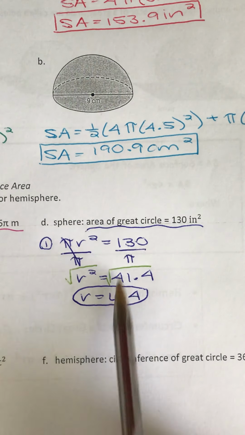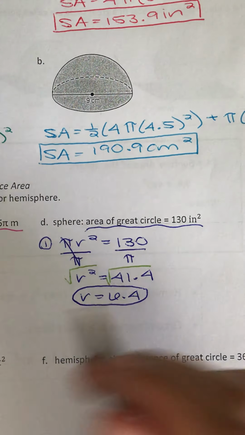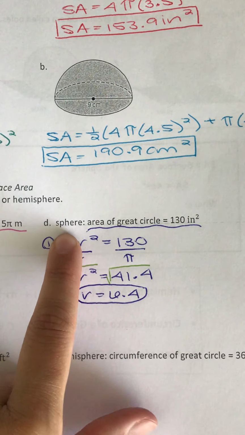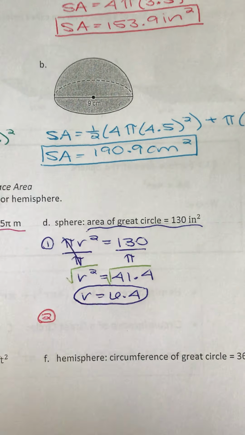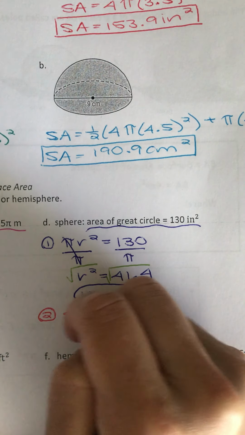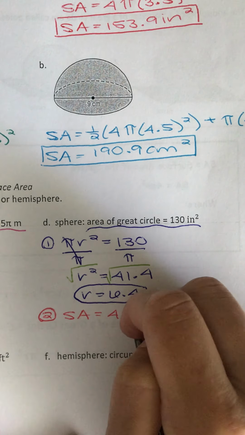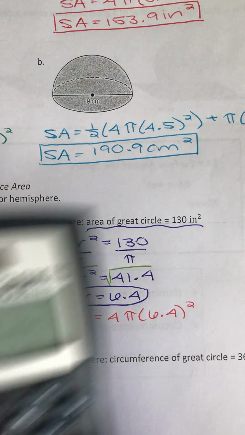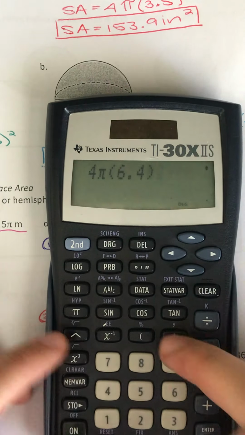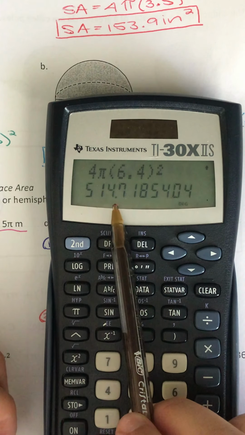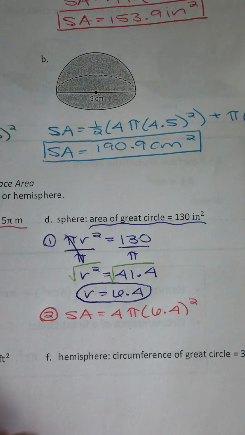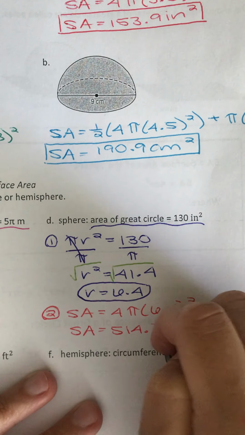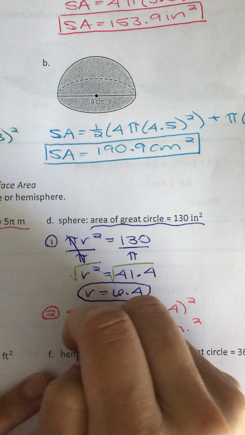So the area of a great circle has a few more steps than circumference. All right, so we're finding the surface area. This one again is sphere. If it said hemisphere, I would plug this into the hemisphere formula, but it says sphere. So my surface area is 4 pi 6.4 squared. 4 pi 6.4 squared is 514.7. And it's inches squared.